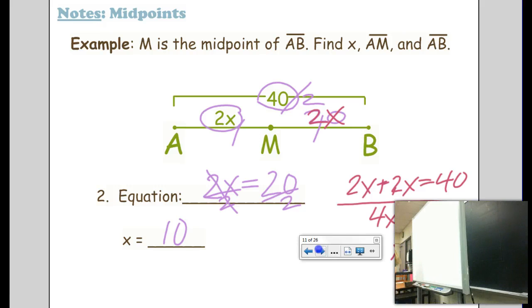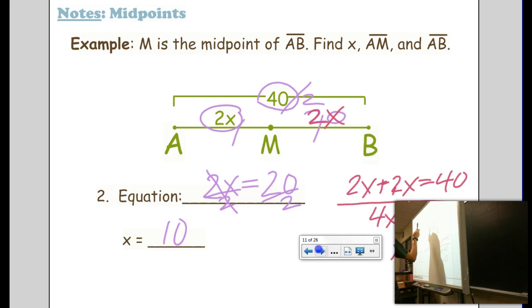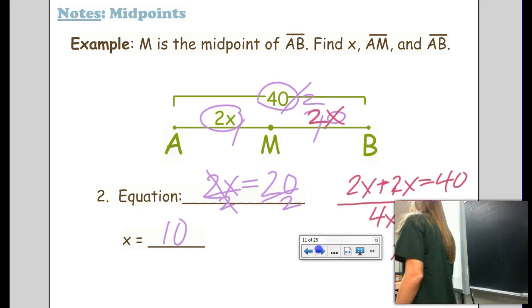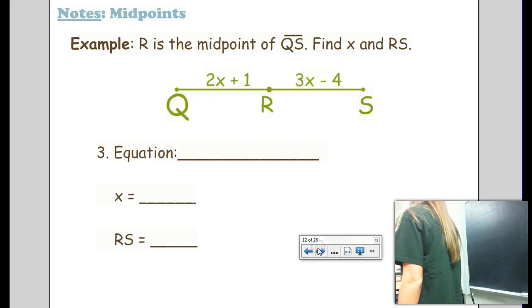So here's the thing. We decided to take the whole and we cut it in half. But what's the opposite of halving something? What's the opposite of dividing by 2? Multiplying by 2. So the opposite of halving something is doubling something. So you can either half the 40 or you can double the 2x. Just double it because there's 2 of them. So she decided to double. We decided to half. You end up with the same answer either way. Let's move on.